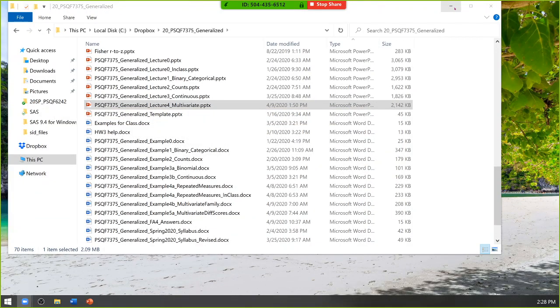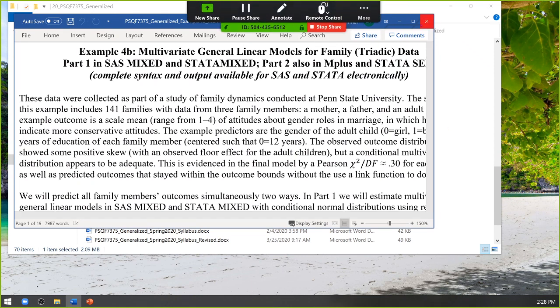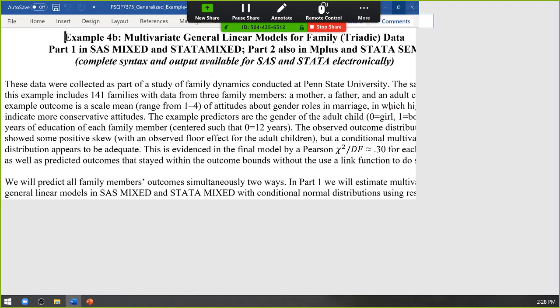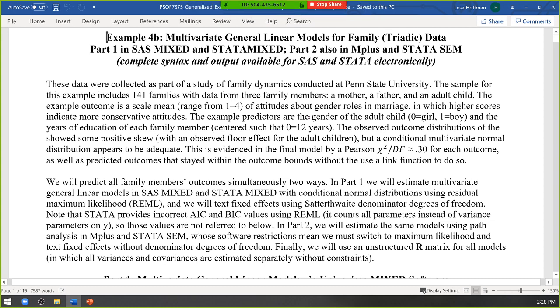Do you want to see what it looks like? Why not? Make this a little bit more concrete. All right, so we're still in normal lands for now. This is example 4B. These are real data, so that's why you don't have them in your folder when you download example 4B. They came from a study at Penn State University.